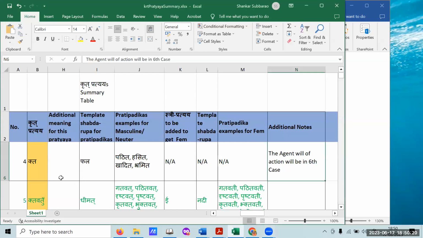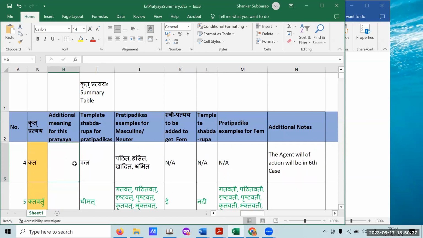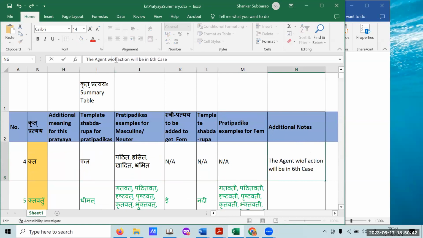Okay. Now you see this ta we saw right now. Now the fourth line, this one. Have you seen there is an additional note here? What does it say? Can you see that now? The agent of action, not will of. Agent of action will be in what case? Okay. Sixth case. So now what will happen here is a little different.